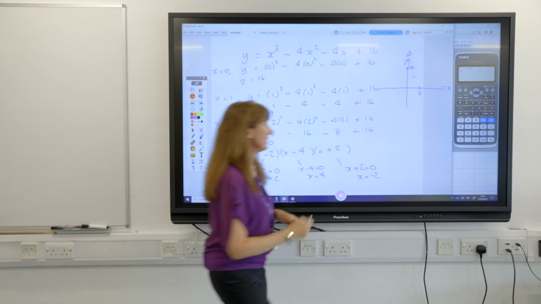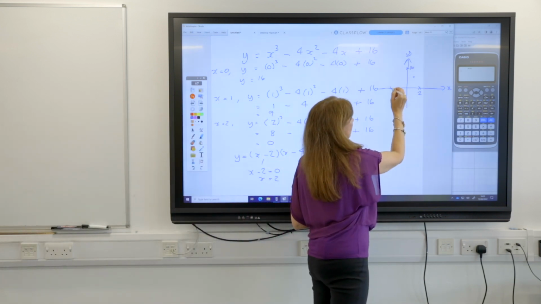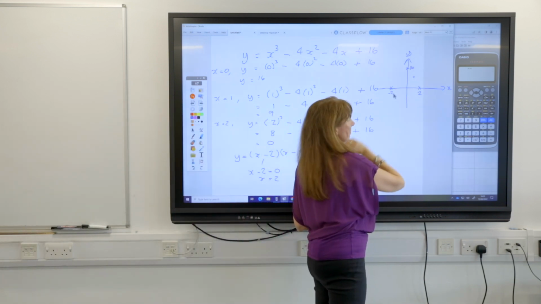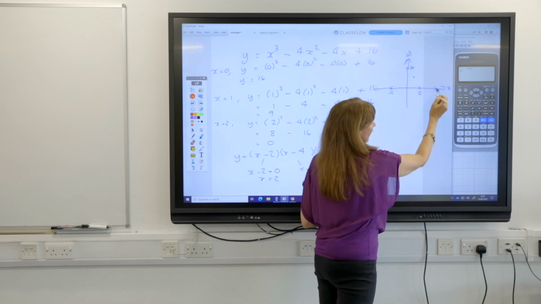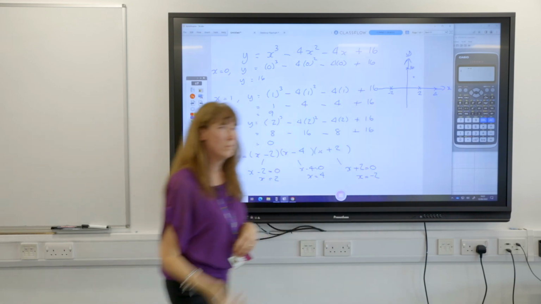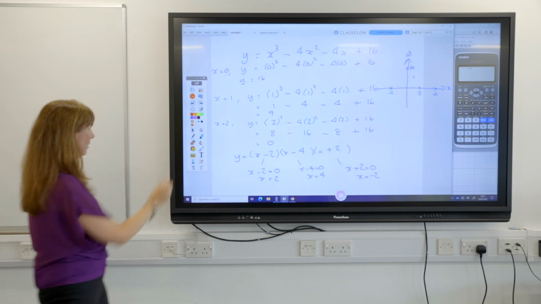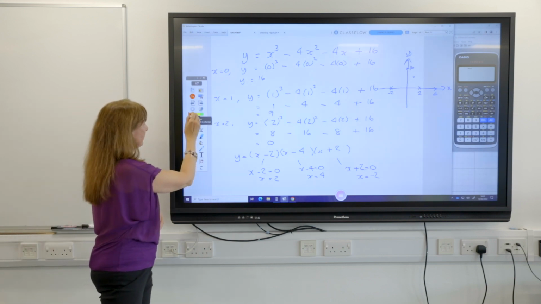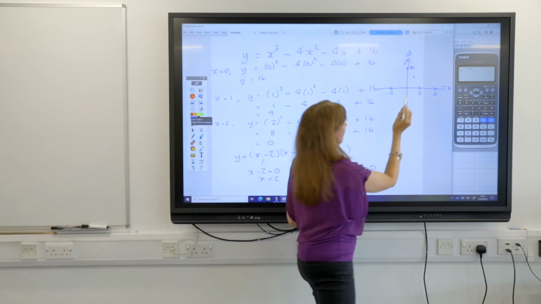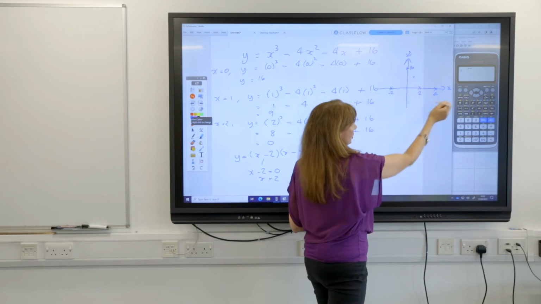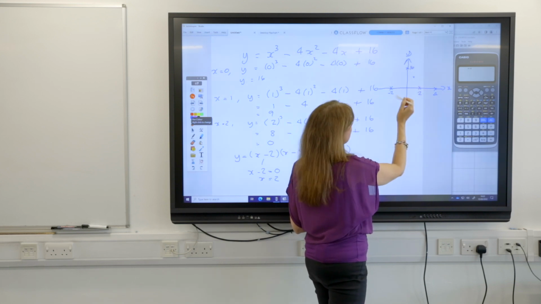So if we go back to our sketch, we know that the roots are going to cross the graph at minus 2, 2 and 4. So now we've got a much better idea of where our graph is going to go. We've still got a bit of missing information. We know the shape, we know where it crosses all the axes.